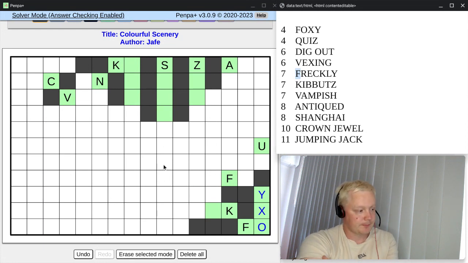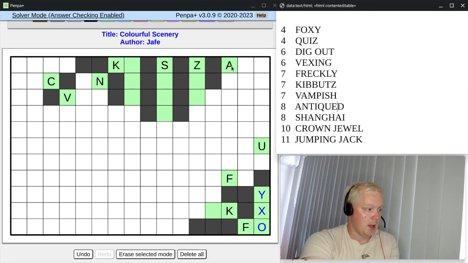We don't know. This K has to be the end or start of a word because it's at this end point. It doesn't have 2 neighbors that are unshaded. So this has to be the start or the end. It could be jumping jack. It could be kibbutz. And those are the 2 options.